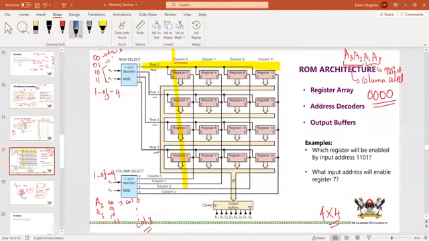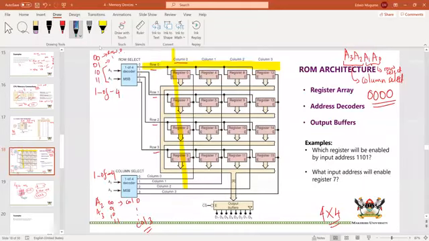But you see, by selecting row 0, it means row 0 will be high. The other rows will be low. That's how a decoder works. It will make this high and the others low. And column 0 will make those high and that one low.